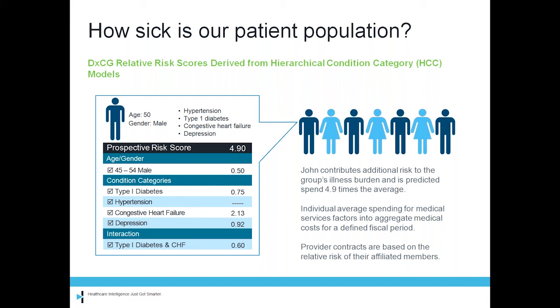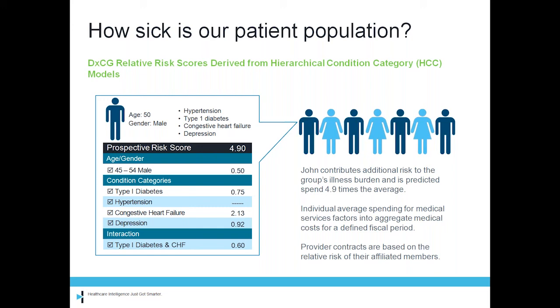Another thing that we can do is it takes the information and it looks forward. And it says, based on the demographics, based on what's ailing the individual, what is likely to happen in the next 12 to 18 months. And that's really the windshield view we were talking about. And in this case, this is John. He's a 50-year-old male. And the relative risk score prospective for this individual is 4.9. What that means is they are 490 times more risky than the average person.